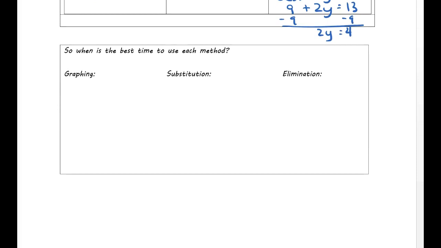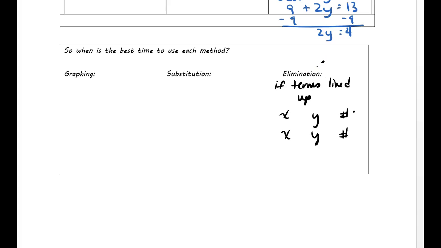You've got graphing, substitution, elimination. When is the best time to use each method? That is the ultimate question because it's like, oh my gosh, it's overwhelming. There's so many choices, okay? Here's what I do. I always use elimination if the terms are lined up. So if I already see the x, the y, and the number, and this one's the x, the y, and the number, if they're already lined up and I can see that and there's not any work to be done, I always try that first, okay?